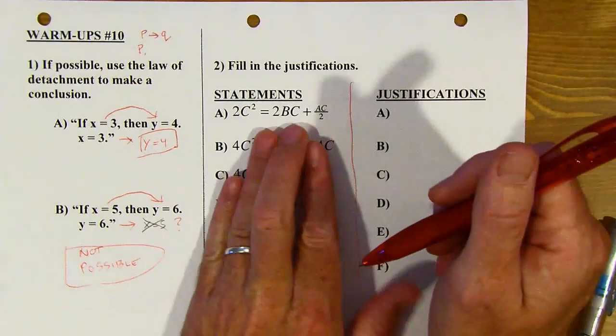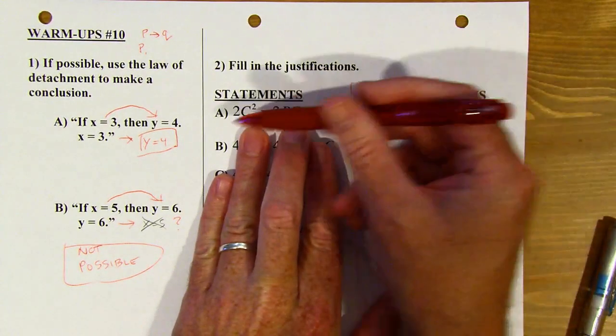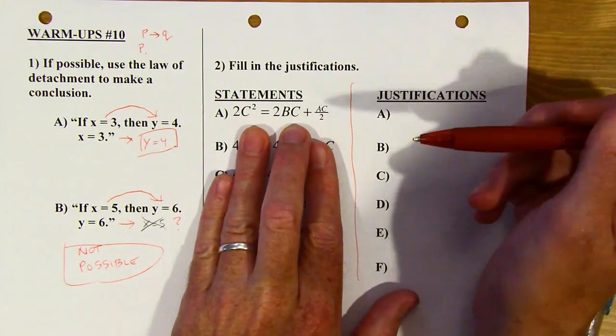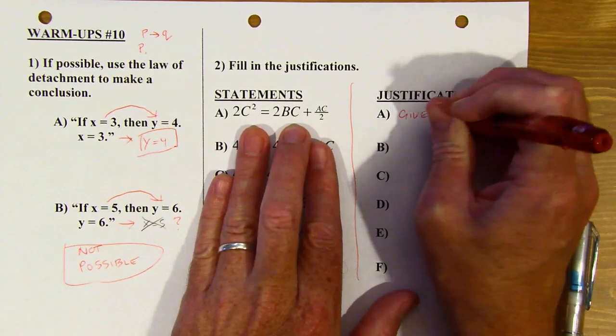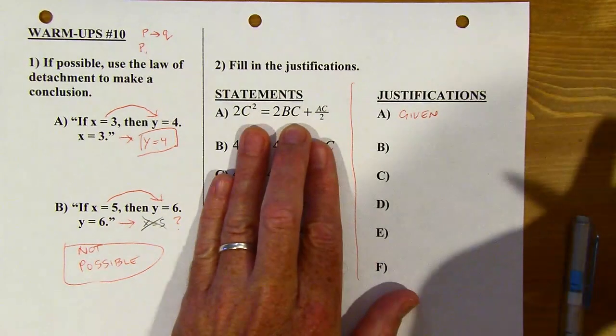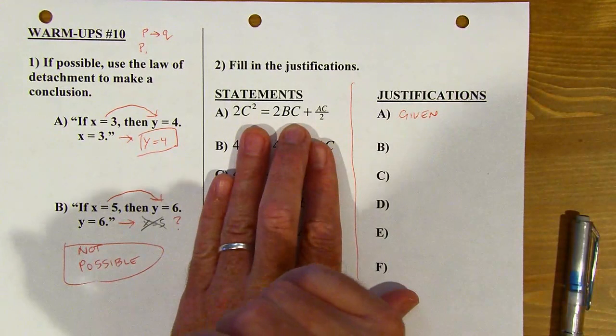So I'm just going to go through these step by step. So step A, well, nothing's happened yet. This is just a math problem written down, right? So someone just made that up. This is given. The first justification for any two-column proof is always given. You got to start with something. They have to give you a diagram or some information or something to start from, okay?